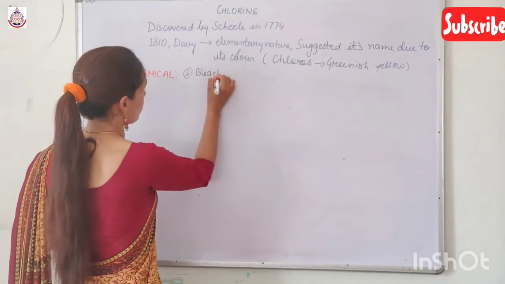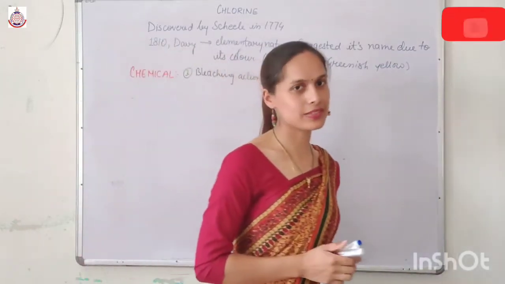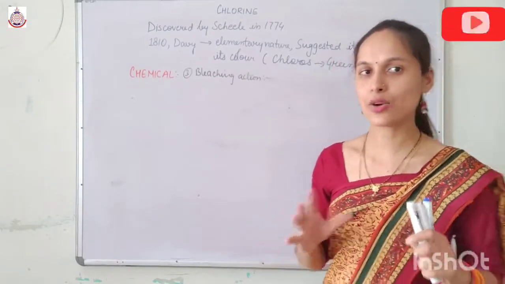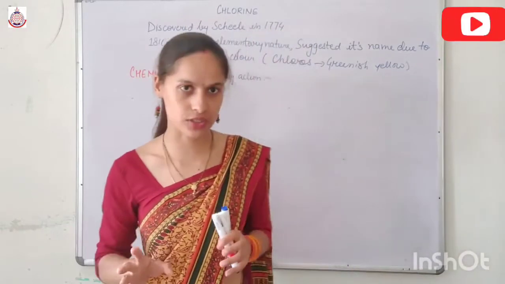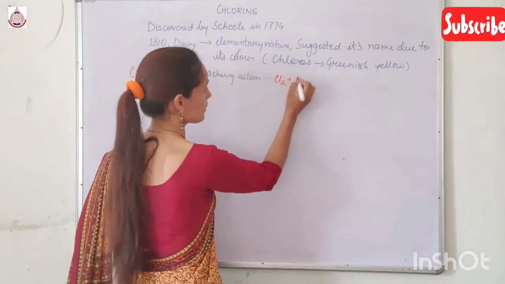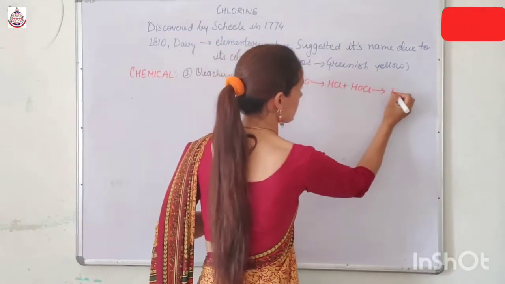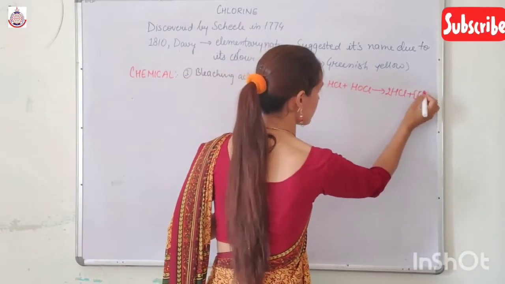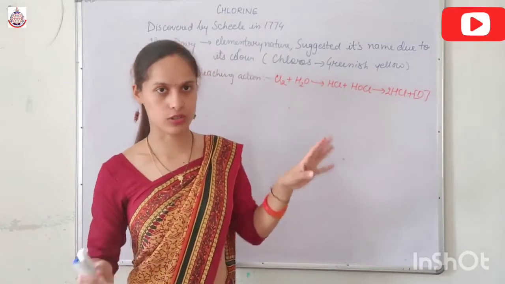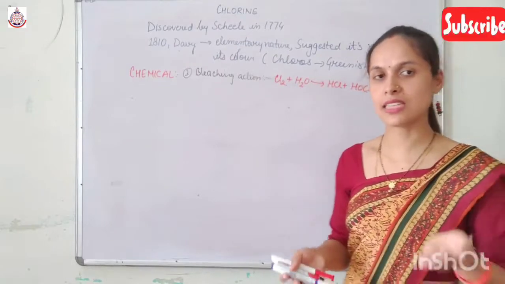Now, chlorine shows its bleaching action either in the presence of moisture or in aqueous solution. Means in the dry state, chlorine doesn't show its bleaching action. So in the aqueous solution, what happens? When it reacts with water, it forms HCl plus HOCl, and this HOCl, being unstable, decomposes to form HCl plus nascent oxygen, and this nascent oxygen is responsible for the bleaching action also. Means this nascent oxygen is responsible for both the oxidizing property of chlorine as well as the bleaching action of chlorine.